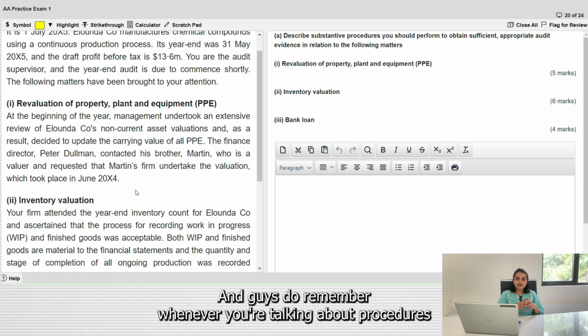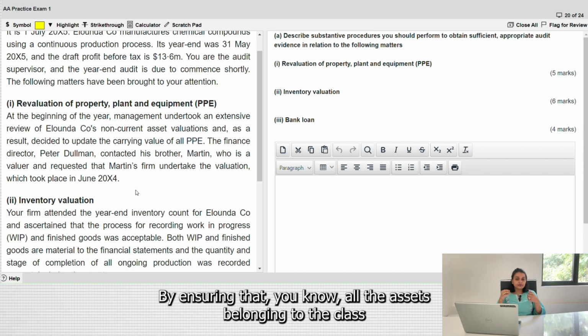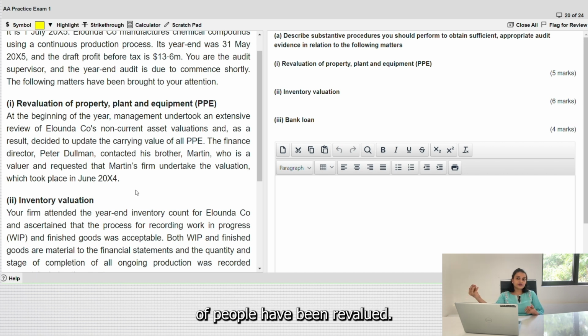And guys, do remember, whenever you're talking about procedures, please include your assertions. For example, like I spoke about completeness. So you'll say verify completeness by ensuring that all the assets belonging to the class of PPE have been revalued.